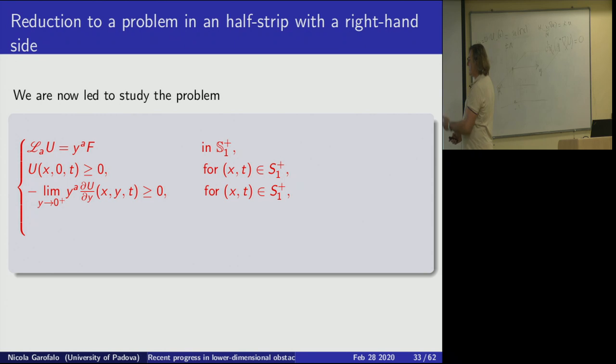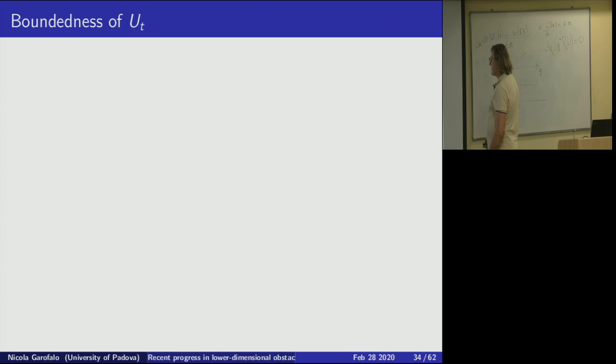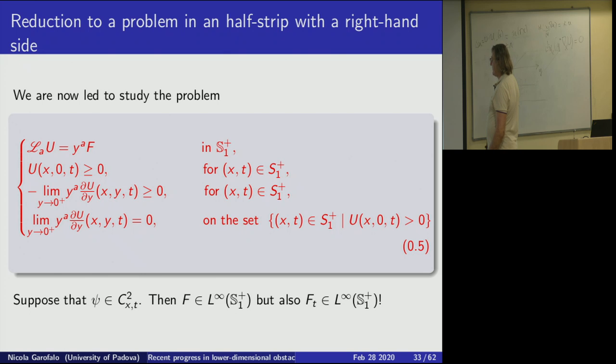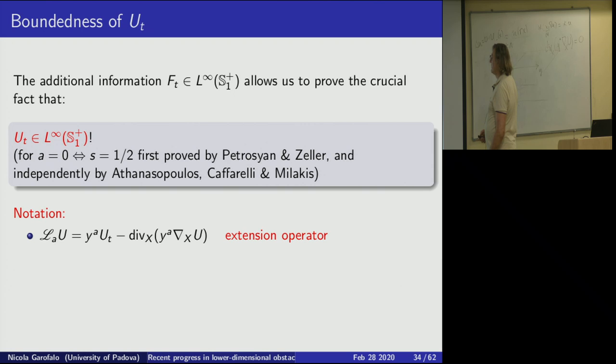I incorporate all the errors, but this is what I get, okay? So now, suppose that the obstacle is sufficiently nice. I mean, the issue here is not how smooth is the obstacle. The issue here is to understand the solution. So then F, it comes from your calculation, it's going to be in L infinity, but also the time derivative of F is going to be in L infinity, and this is nice because we need this information.